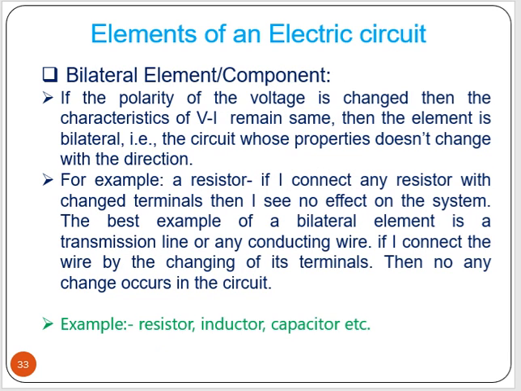Now bilateral element or component. If the polarity of the voltage is changed and the VI characteristics remain the same, then the element is bilateral. That is a circuit whose properties do not change with the direction or polarity change. A resistor: if I connect any resistor with changed terminals, you can see there is no effect on the system. The best example of a bilateral element is a transmission line or any conducting wire, or any resistance. So examples of bilateral elements are resistor, inductor, capacitor. Those are the bilateral elements.